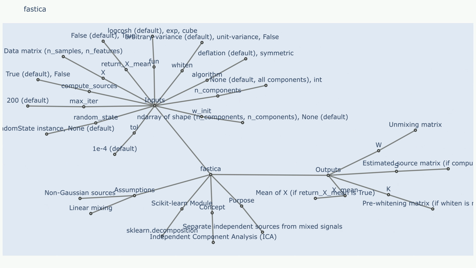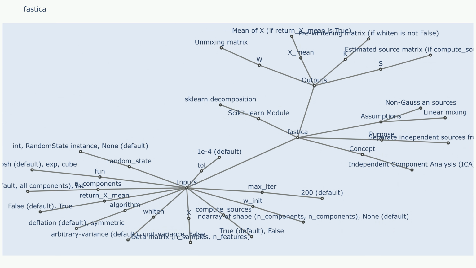How FastICA works. 1. Initialization. The algorithm starts with an initial guess for the mixing matrix. 2. Iterative optimization. It iteratively refines the mixing matrix by maximizing the non-Gaussianity of the estimated independent components.